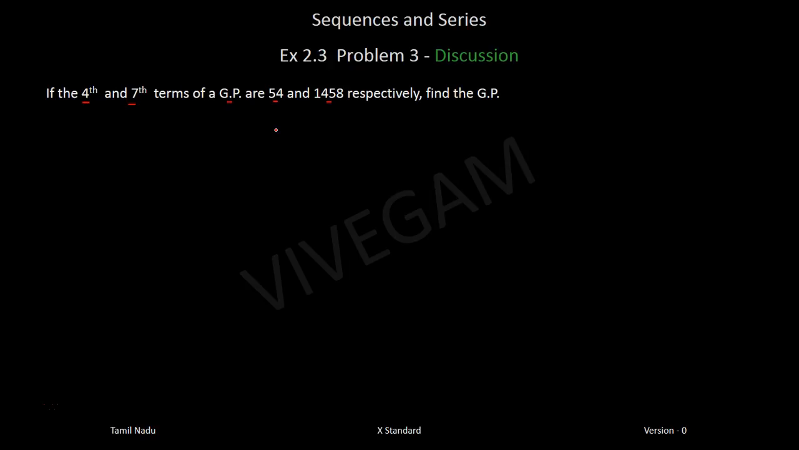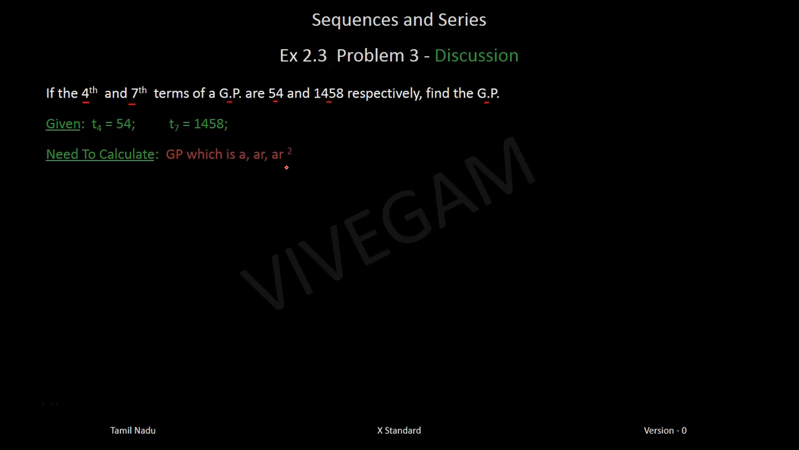Okay, anything else? I guess that's it. So T4 equal to 54, T7 equal to 1458. What are we asked to calculate? We are asked to find the GP. And the GP is A, AR and AR square. Please recollect, in the case of arithmetic progression, it's A plus D and A plus 2D. But whereas in the GP it is A, AR and AR square.